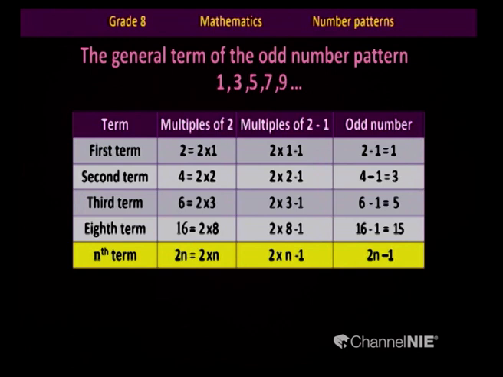So, when we consider the first term, the number of the term is 1 multiplied by 2 is 2 into 1, 2. Subtracting 1 from that means 2 minus 1, the answer is 1. Therefore, we got the value of the first term. So, we will use the same method for the second term as well. The number of the term is 2 multiplied by 2 means 2 multiplied by 2, 4. Subtracting 1 from that means 4 minus 1, that is 3. We got the value of the second term also correctly.